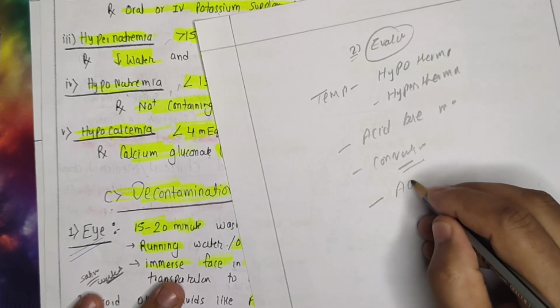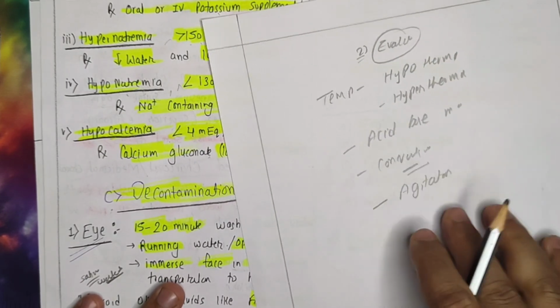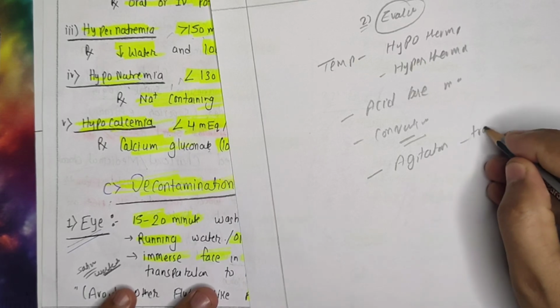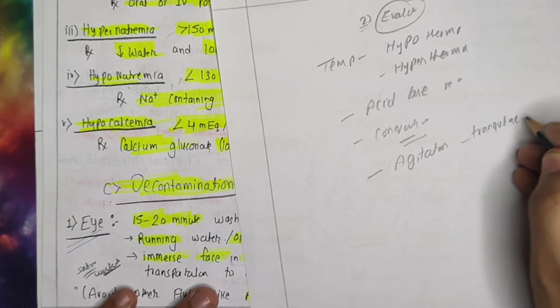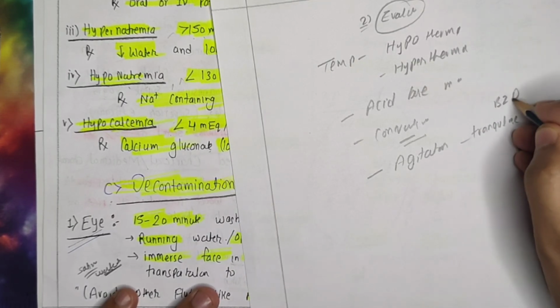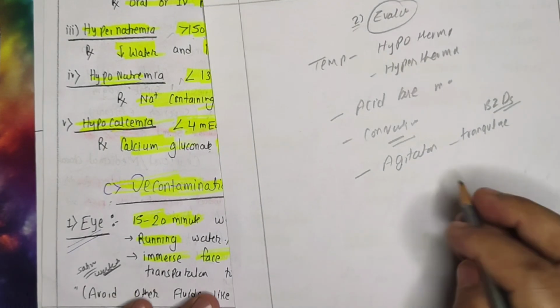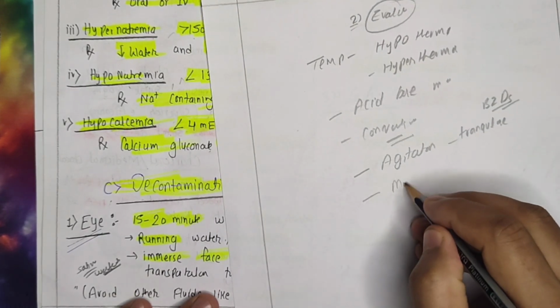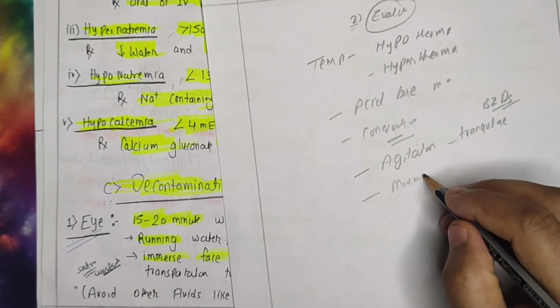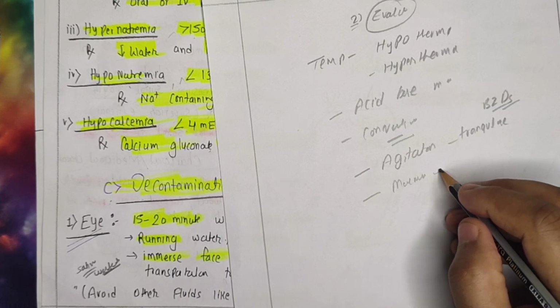Another condition is agitation. Agitation can be taken care of by tranquilizers that will calm the patient. Generally, benzodiazepines, BZDs, are excellent tranquilizers also. Then another is movement disorder. Not much pharmaceutical intervention is required, but it should be monitored.